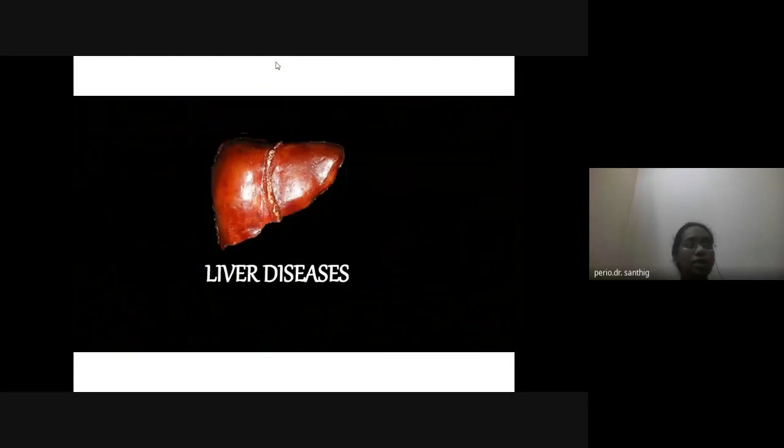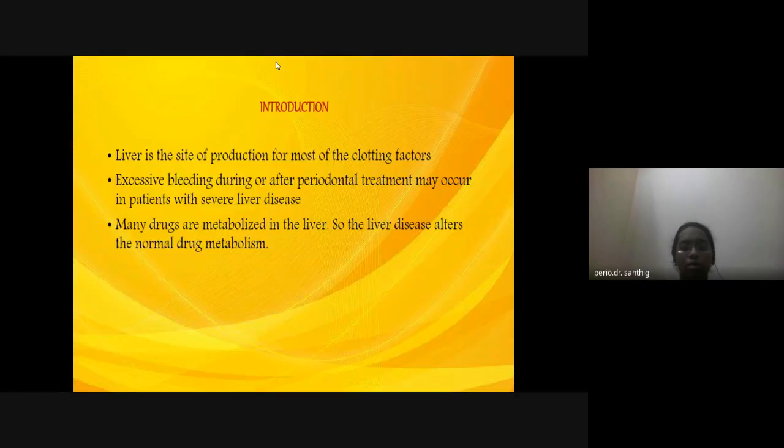Next, patients with liver diseases. So the liver is a site of production for most of the clotting factors, right? So excessive bleeding during or after periodontal treatment may occur in patients with severe liver disease. Many drugs are metabolized in the liver, so liver disease alters the normal drug metabolism.